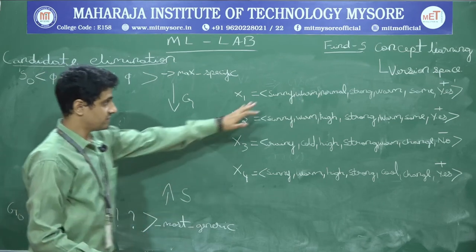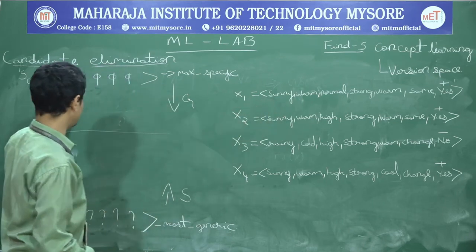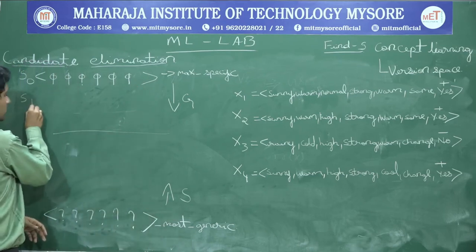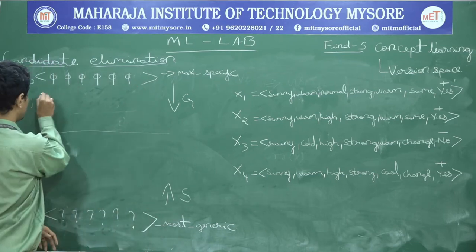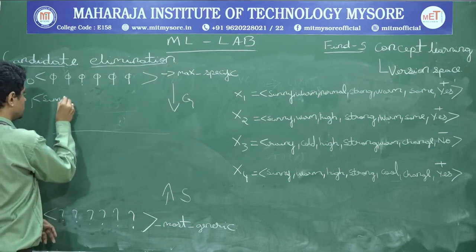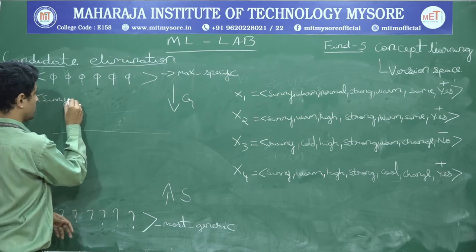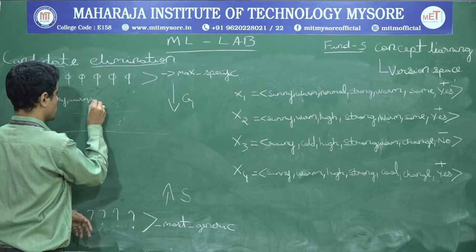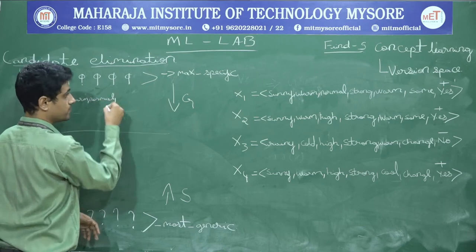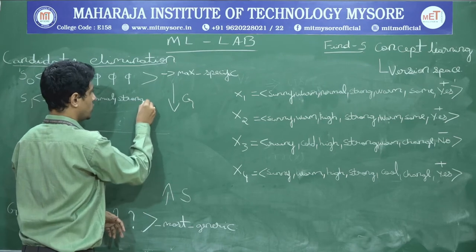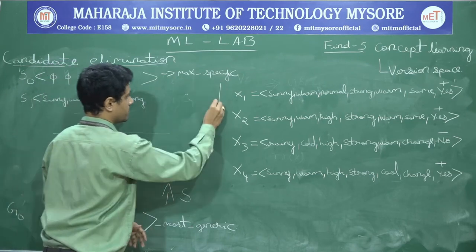Now, taking the first example, as we have all phi's here, my S1 will be the same as that. That is, we have sunny, warm, normal, strong. I'll just rub this.